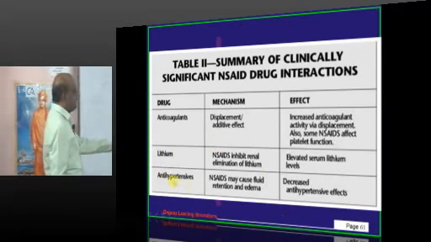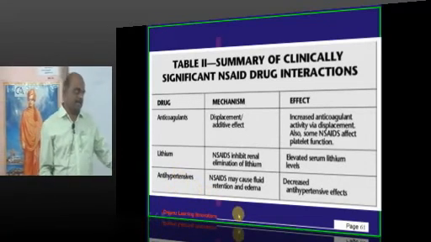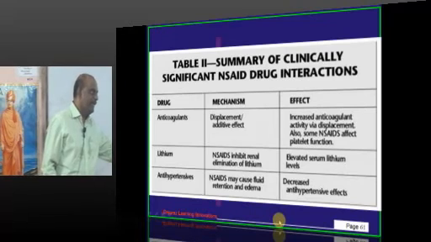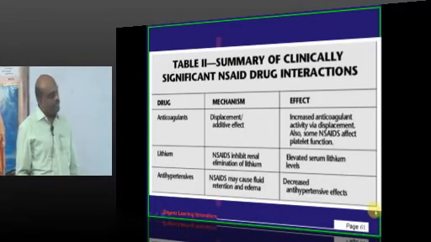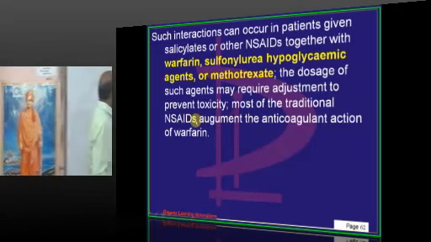Then antihypertensives. We have seen antihypertensives like ACE inhibitors. Their function is opposed by NSAIDs. So they will diminish the antihypertensive effects of ACE inhibitors. That's what you need to basically remember.